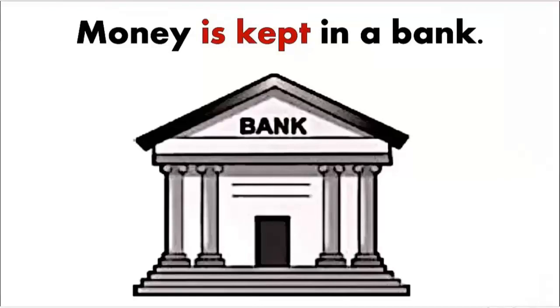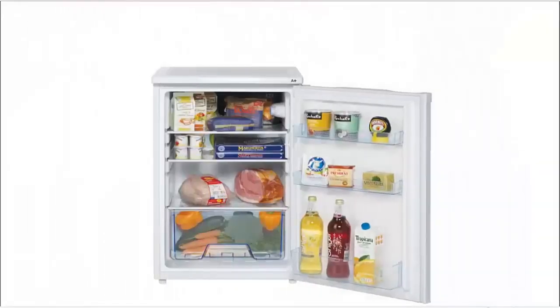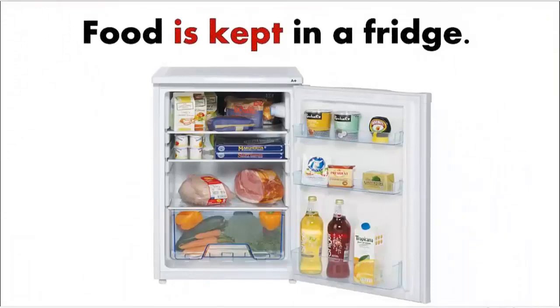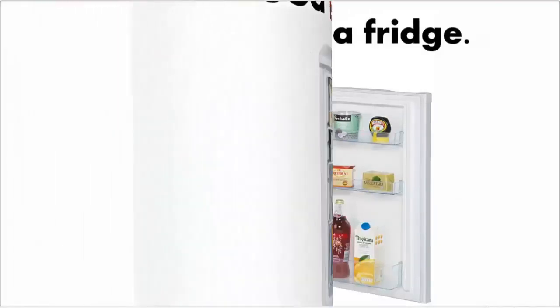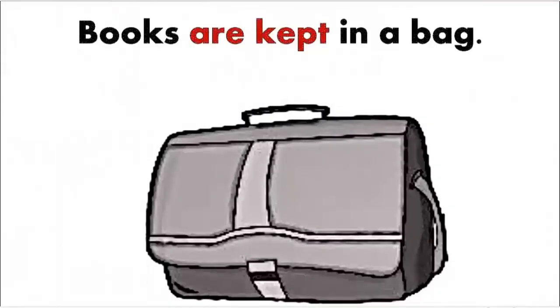Okay. Number 2: Food is kept in a fridge. Books are kept in a bag.